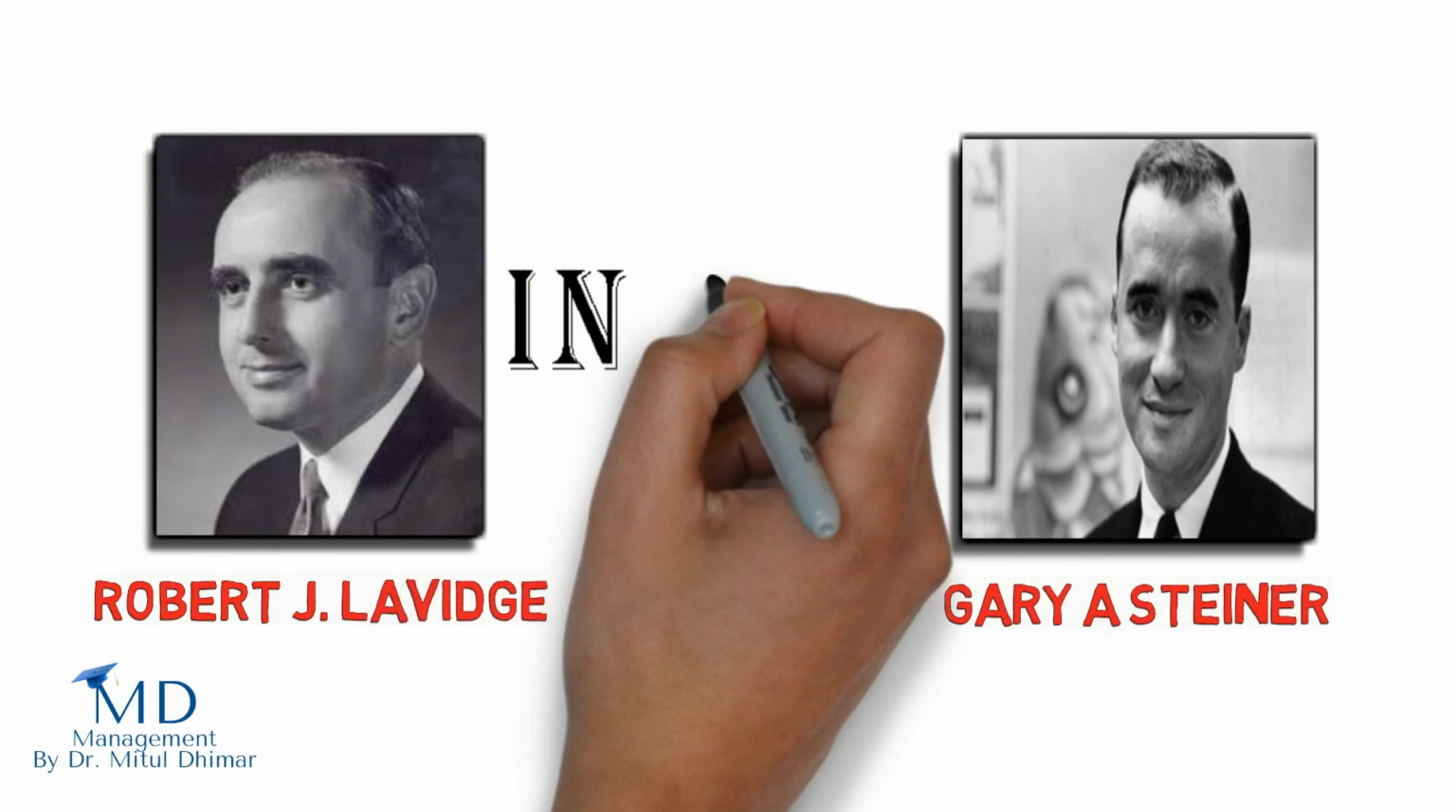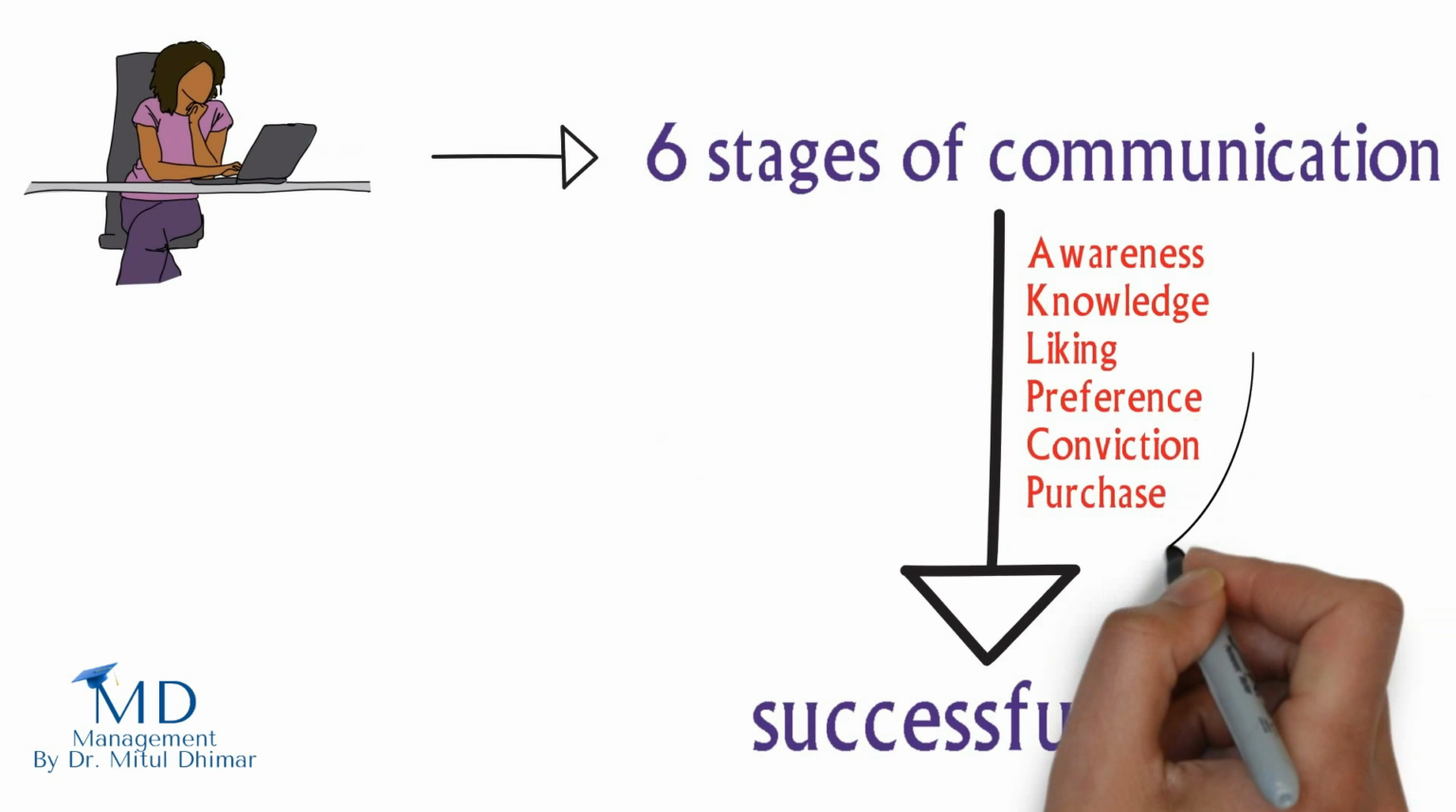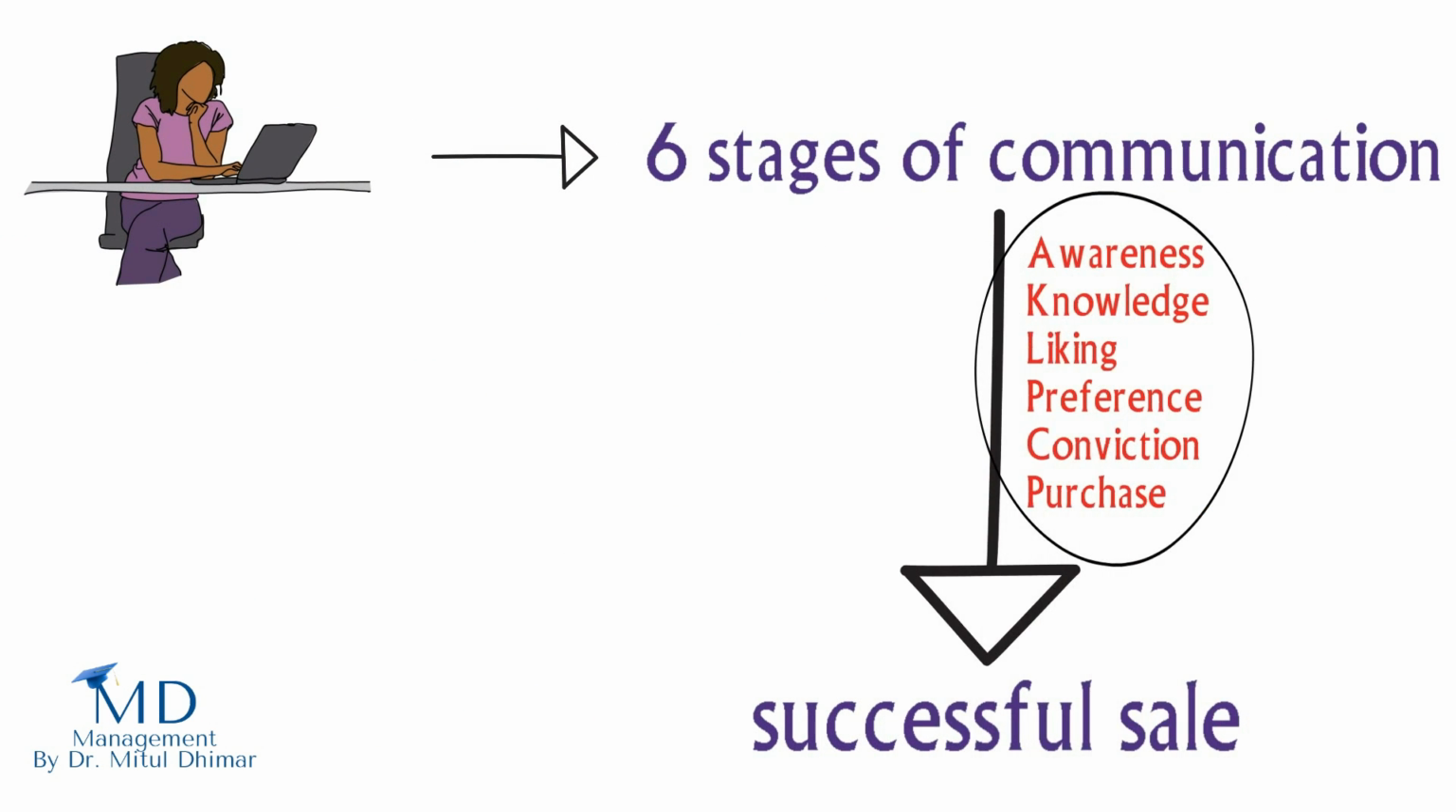This theory was developed by Robert J. Lavidge and Gary A. Steiner in 1961. So now let us understand all 6 stages in detail.